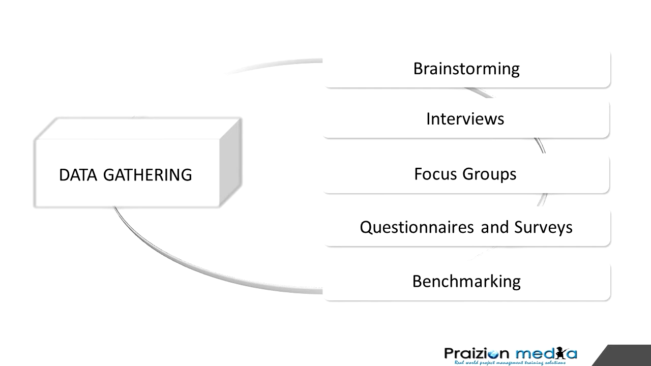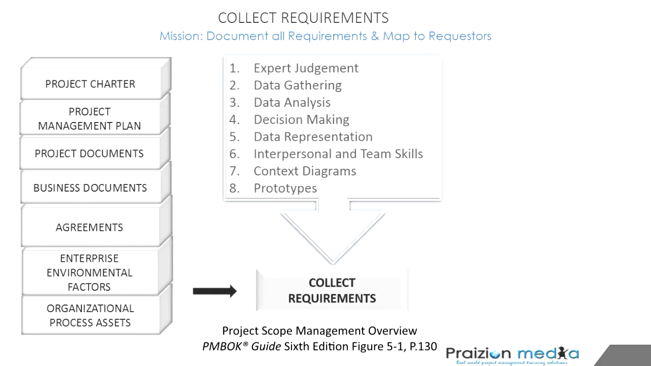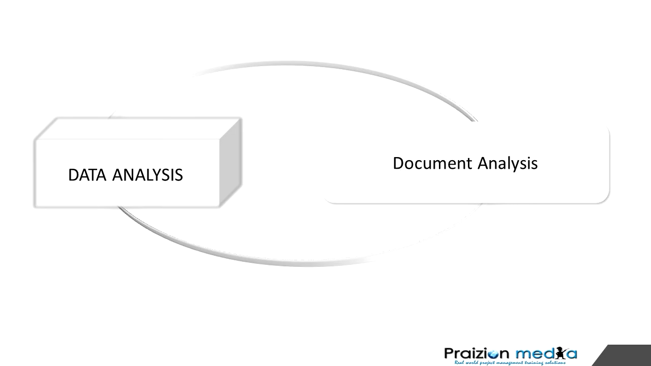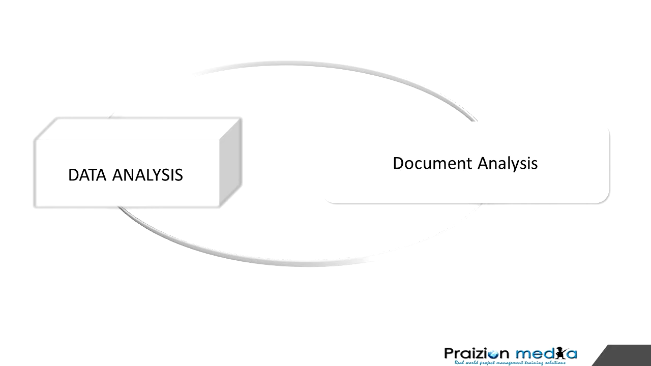Let's move on to the next one here. The next tool and technique, data analysis. And we're talking specifically about something called document analysis. So you're going to see data analysis used quite widely in the PMBOK guide, but always try to understand the specific aspect of data analysis being spoken about. So here it's document analysis. What do we do here? We examine existing documents, like business documents, for example, maybe operational manuals, to understand what the requirements are for the project. Okay.